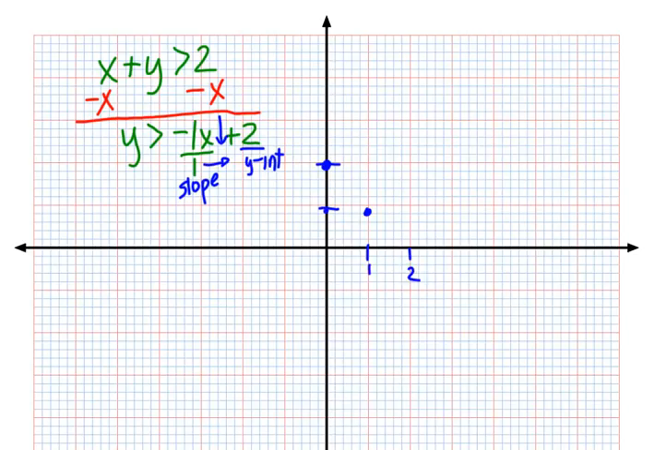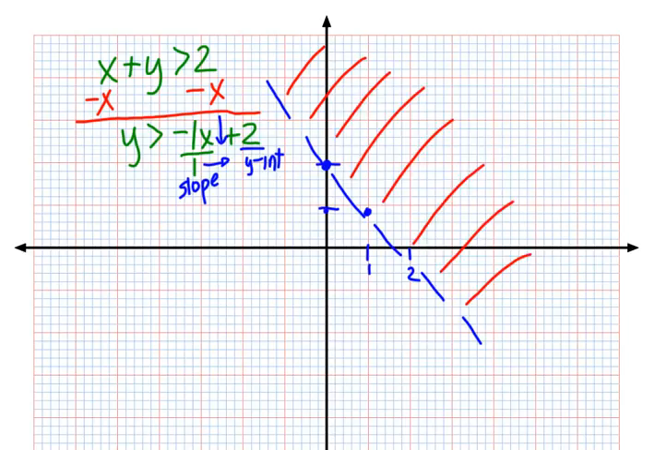When I connect them, I'm going to do a dashed line because it's only greater than. If it were greater than or equal to, then I would make it a solid line. Because it's greater than, everything I'm shading is above the line. Again, a dotted line means I do not include any of the points on that line, and greater than is the shaded area.